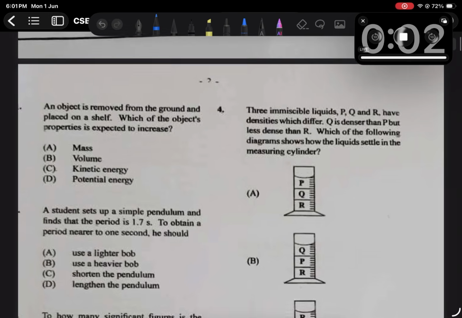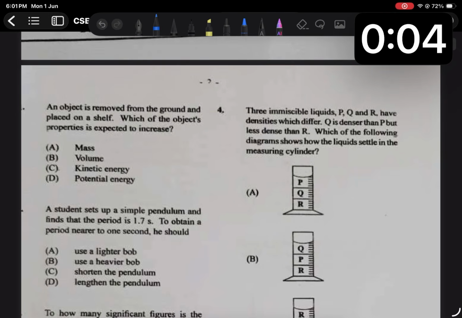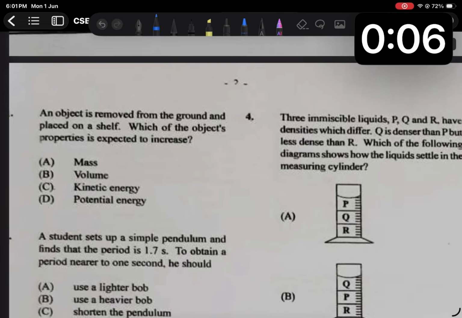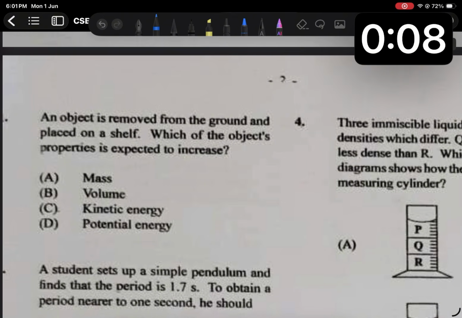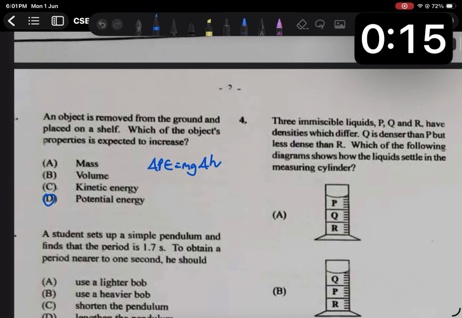Okay, guys, we're going to be speed running through physics past paper ones and seeing how many we can do in 1 hour. An object is removed from the ground and placed on a shelf. Which of the object's properties is expected to increase? We know that change in potential energy is equal to mass times gravity multiplied by change in height.